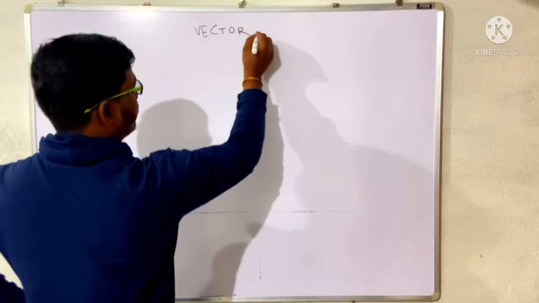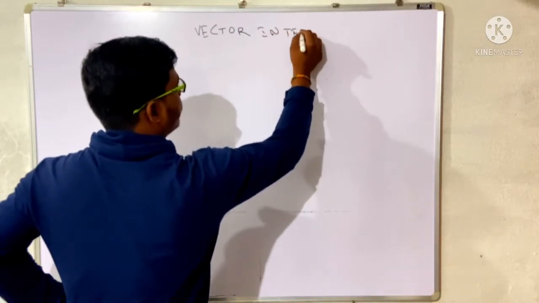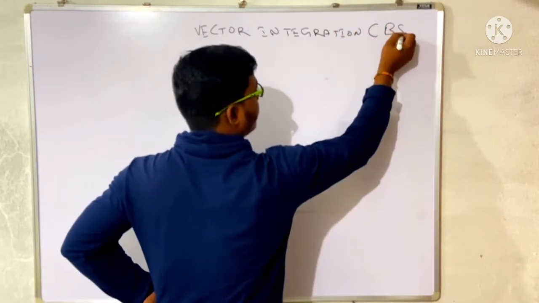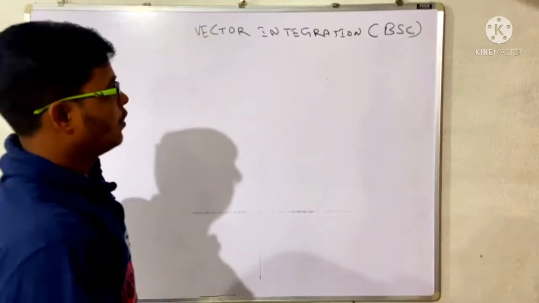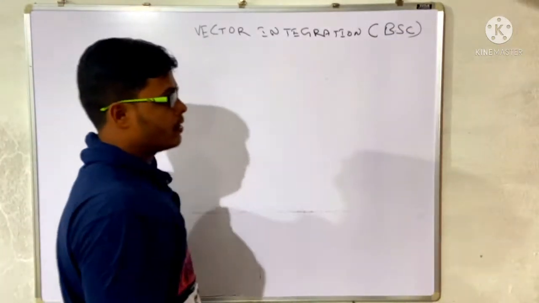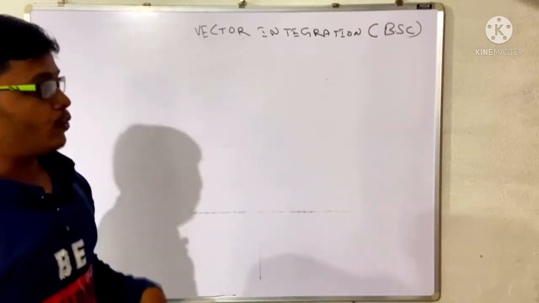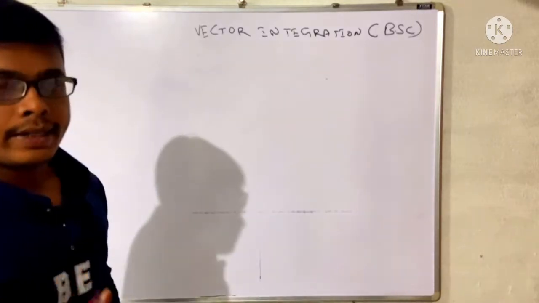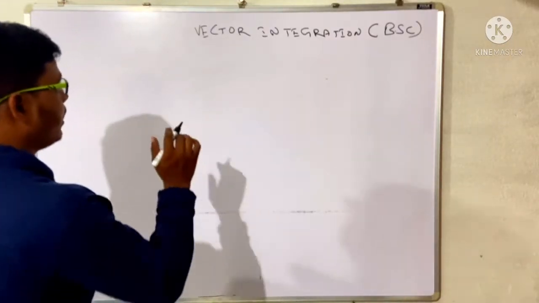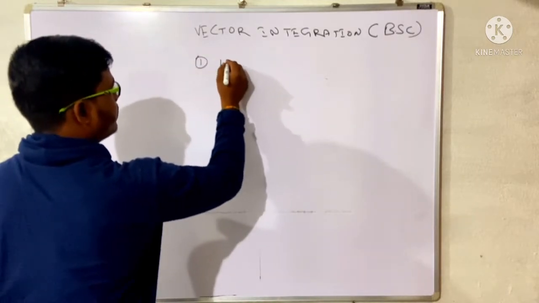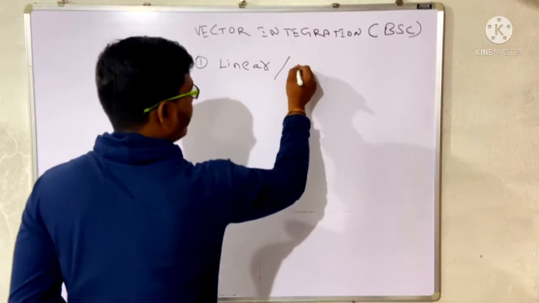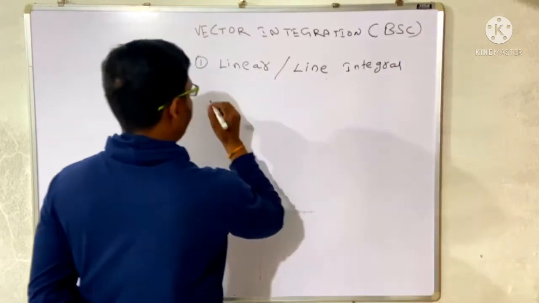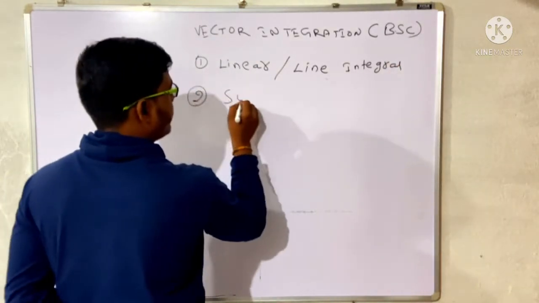So, vector integration. Remember, this is for the B.Sc level, so we cannot see these types in a school exam or in class 11 or 12. This can only be studied at the B.Sc level. So what is vector integration? We have three types of vector integration. The first one is the linear or line integral, then the second one is the surface integral.